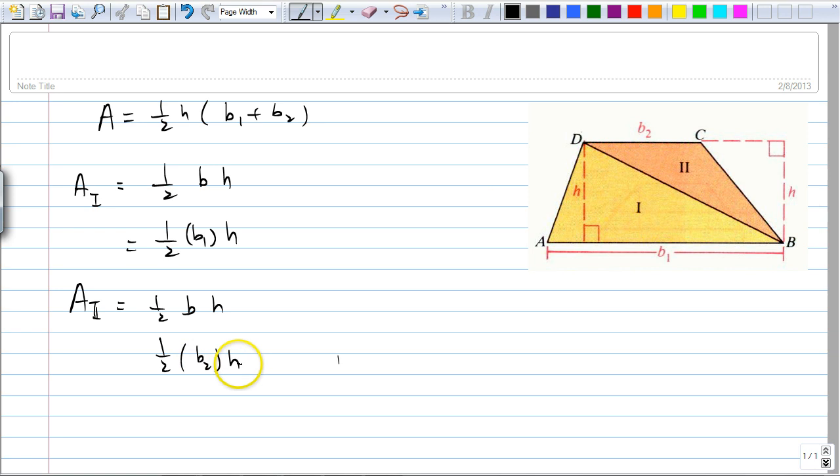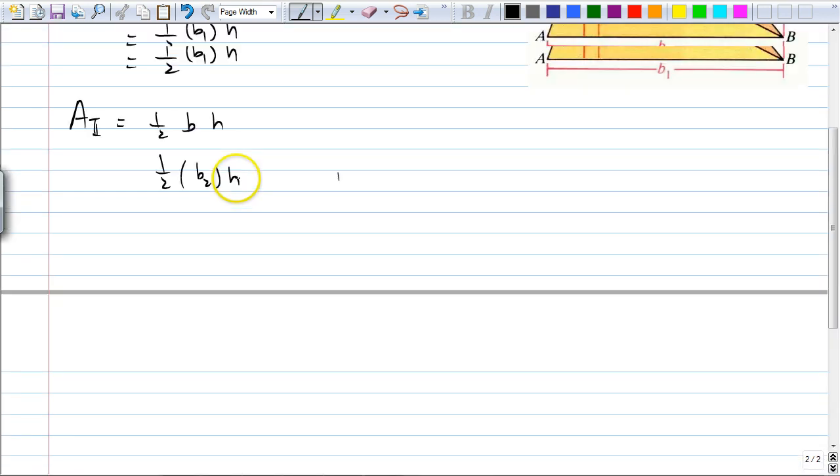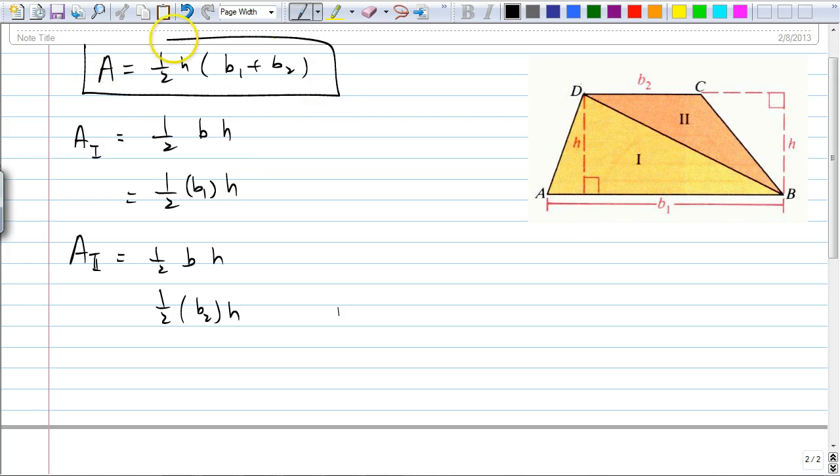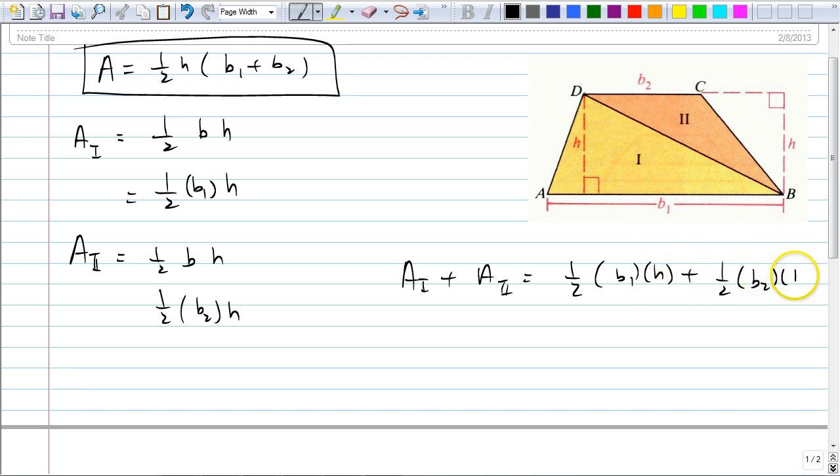So let's add them together. We want to get the area of the trapezoid. When we add A1 plus A2, what do we get here? A1 plus A2 will give you half of B1 times H plus half of B2 times H. And how can we rewrite it this way? Because I claim that we're done. All we have to do is what? Does one person see it?